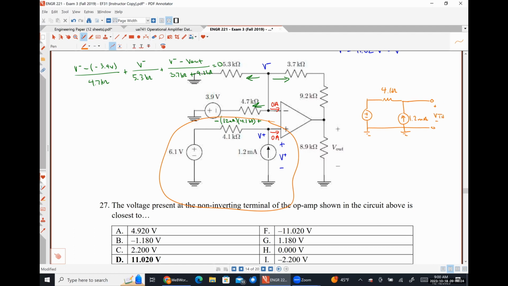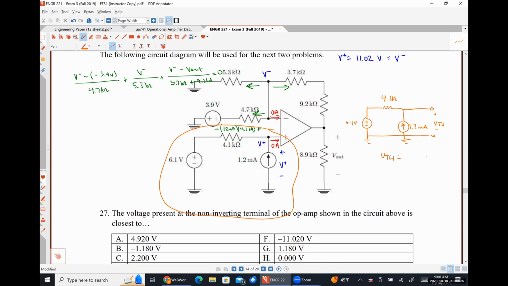You would find that VTH, sorry, this was 6.1 volts, would wind up being 11.02 volts, and RTH would just be 4.1 kilo ohms. And so you would put your VTH here, and you could see from the jump then that V plus would have to be VTH, right? It's just a simple analysis tool.